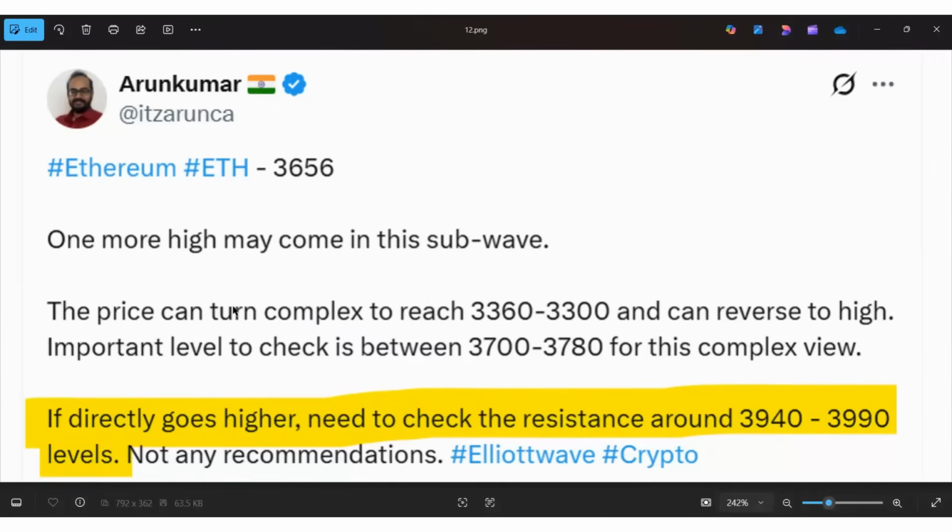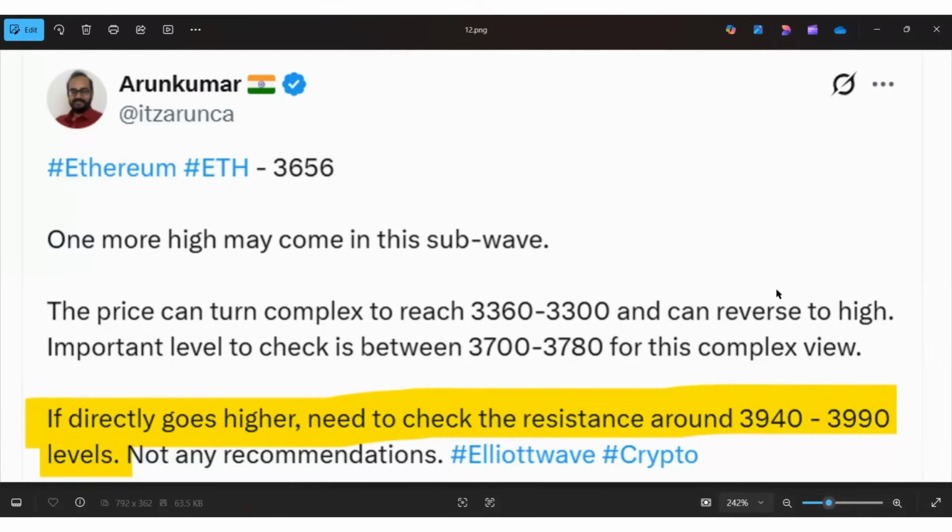See, Elliott Wave needs to be approached in a logical way. It is not like breakout buy, breakdown sell. Elliott Wave is not that kind of analysis. It needs some logical understanding. See, the price can turn complex to reach 3,360 to 3,300. See, it is trading around 3,600. It needs to decline and then it can reverse to a high.